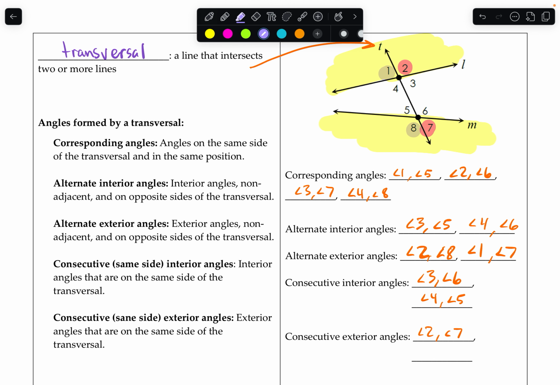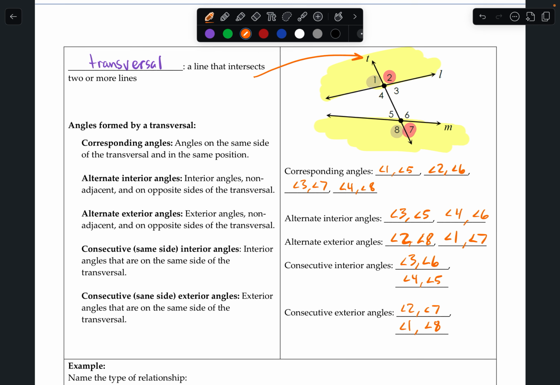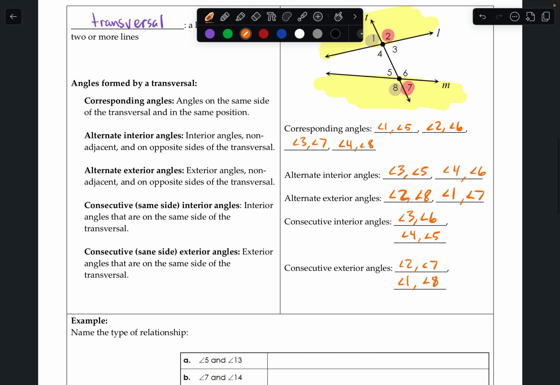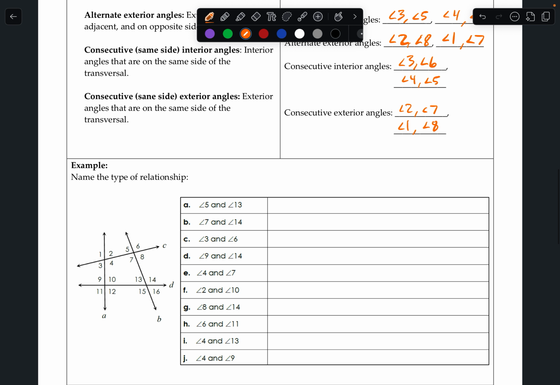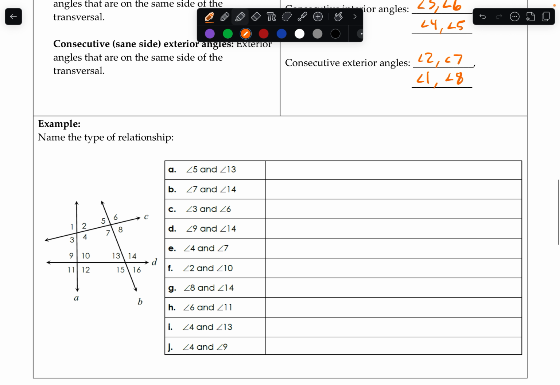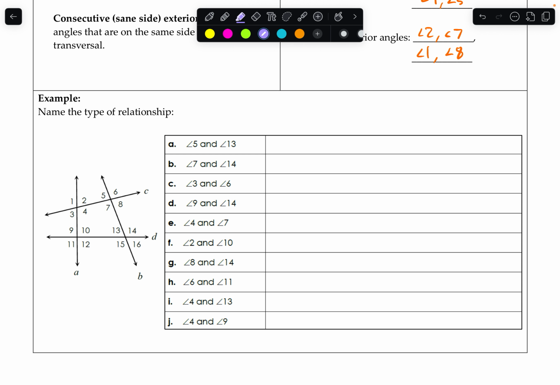And angle 1 and angle 8, both of them on the left side of the transversal, would be considered consecutive exterior angles as well. And then the rest of this is just going to be like, all right, what are these angles? So I'm going to basically be going through, highlighting angles and trying to figure out what they are. We actually have lots of transversals and lines. So whenever we pick these out, there's going to be moments where it's like, hold on, which one's the transversal, which one's the line? And we'll kind of work through that as we get there.